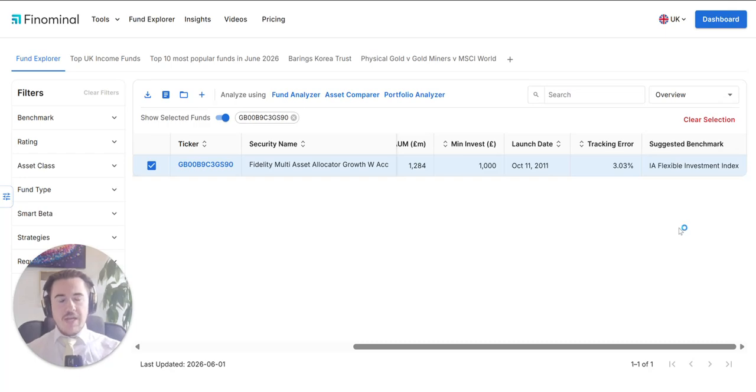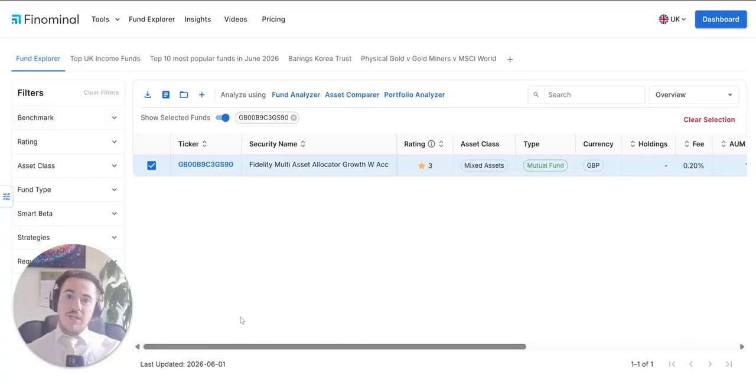The reason for this is Finominal will base the suggested benchmark on having the lowest tracking error and highest correlation to that of our extensive benchmark universe, including that of the IA sectors as well. So it's interesting to note that it pulls through that as the suggested benchmark, but it is also worth noting that within that peer group universe, it is a 3-star rated fund. So certainly not the strongest, I will note straight off the back.